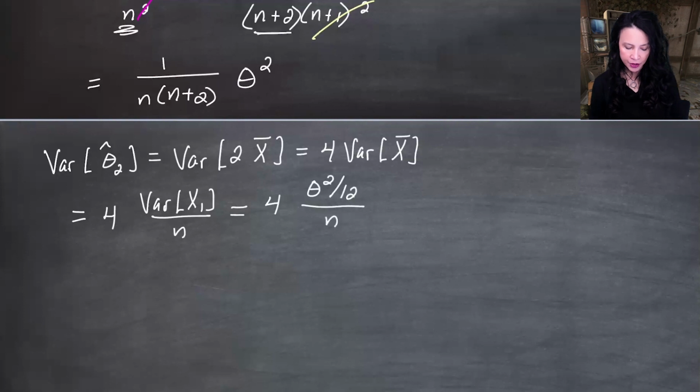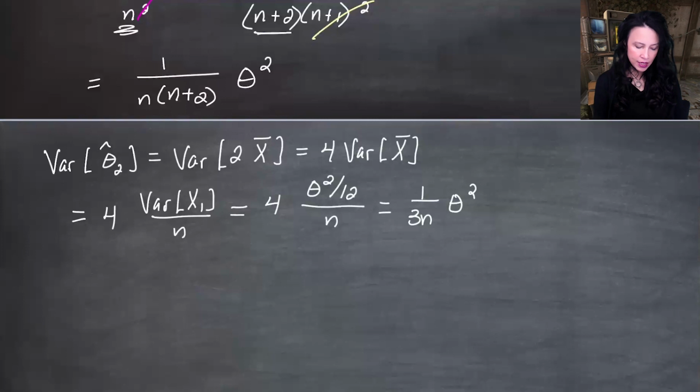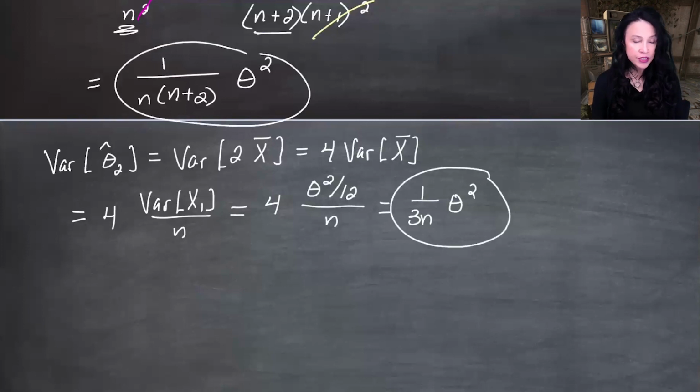And then we've got the n here. So altogether, this is 1 over 3n theta squared. So let's compare these two variances. They both depend on theta squared, which is unknown because we're trying to come up with an estimator for theta, so we don't know theta squared. But fortunately, they're both just a constant times theta squared. So if one of the constants is smaller than the other one, we'll know which variance is smaller.